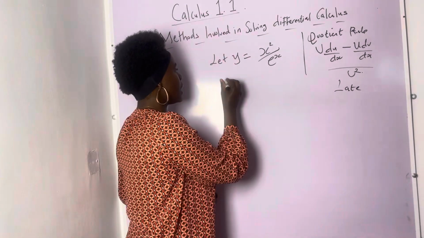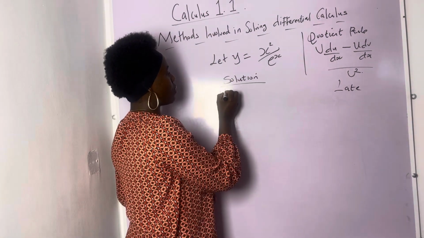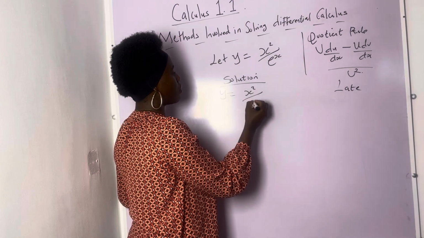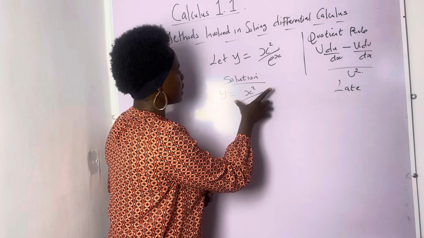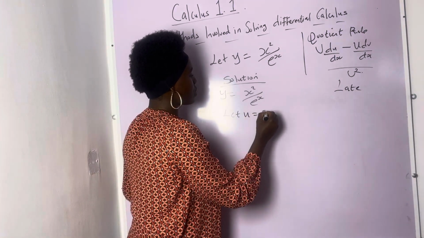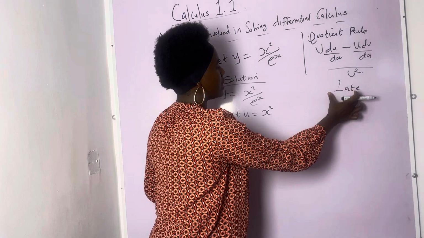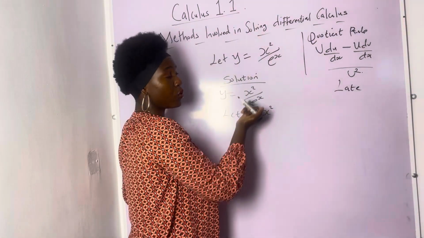It's very simple. Let's solve this. A quick one, guys. So now y is equal to x squared over exponential x. How do we solve this? Very simple. Let u be equal to x squared, because based on LATE, we don't have a logarithm but we have an algebraic function. So our choice of u will be x squared.